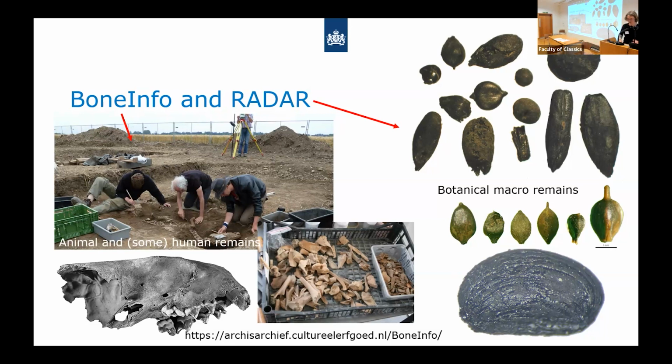So we are working on the development of Argis, and we try to connect both datasets to Argis. Boninfo contains information on animal remains, both vertebrates and invertebrates, and some human remains. And Radar contains information on botanical macro remains of only higher plant species, no pollen or wood. Both consist of data from as many specialist reports as we know of Dutch archaeological excavations and finds. So not only excavations, also other types of archaeological finds.